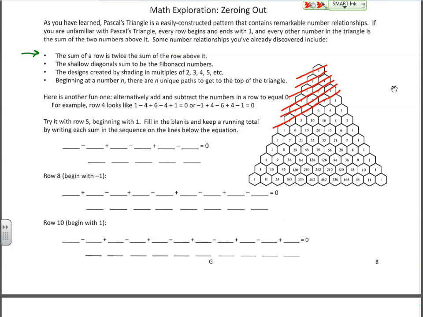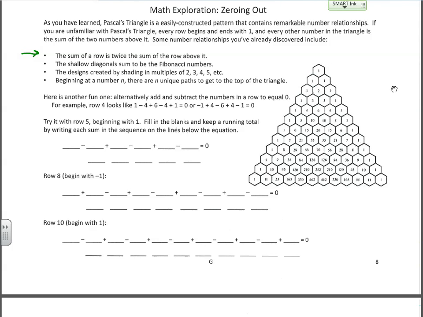The shallow diagonals are diagonals that are here and then here, and only the numbers that actually pass through are the ones that you count. I kind of botched that explanation, but sorry about that.